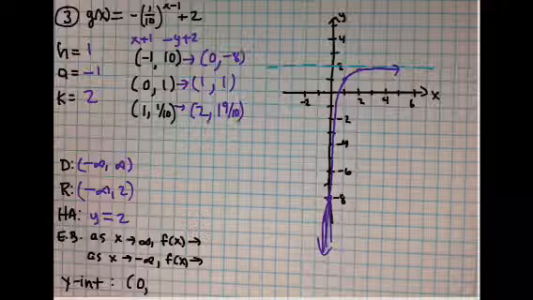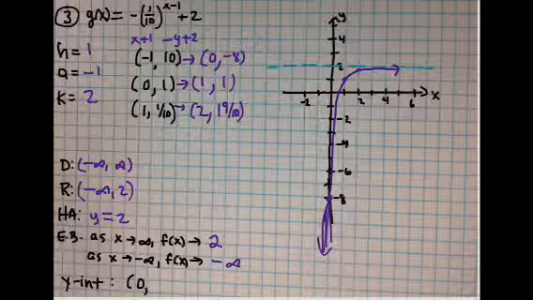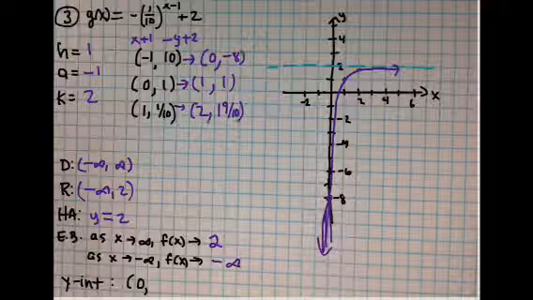And behavior on the right side, as you go to the right, it approaches the line y equals 2. As you go to the left, the graph is going down, so it's negative infinity. The y-intercept is (0, negative 8).